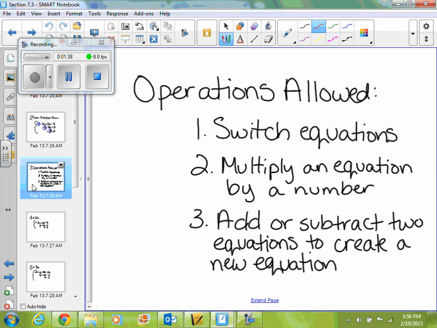So sort of our operations that are allowed with our equations, that we're allowed to do to solve these equations to get row echelon form: we're allowed to switch the equations so we can put them in any order. We're allowed to multiply an equation by a number, any whole number, or we're allowed to add or subtract two equations to create a new one.